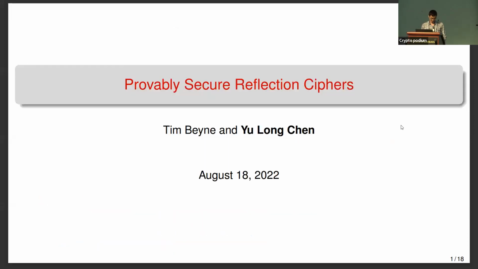All right, so the next talk is on provably secure reflection ciphers, and this is joint work by Tim Beyne and Yu Long Chen, and Yu Long is going to do the talk. Okay, so thank you, Stefano. Thank you for the introduction. This talk is not really about hash functions anymore, so we are going to talk a little bit about another primitive, namely block ciphers.